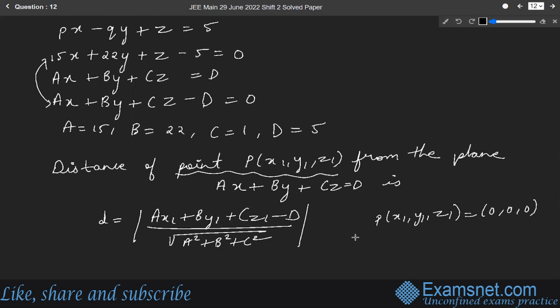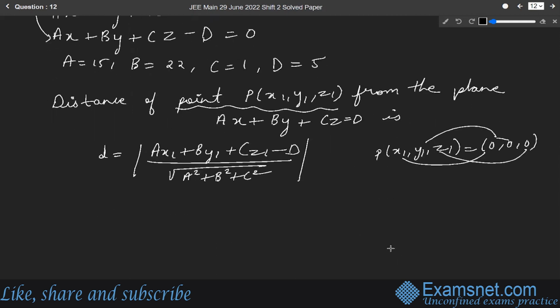So we have the points 0, 0, 0. It means x1 is 0, y1 is 0, and z1 is 0, right? So let us substitute the values here. So d will be equal to mod of a. What is a? 15 into x1. x1 is 0, so 15 into 0 is 0. Plus b into y1, 22 into 0 is again 0. Plus c into z1, 1 into 0 is again 0.